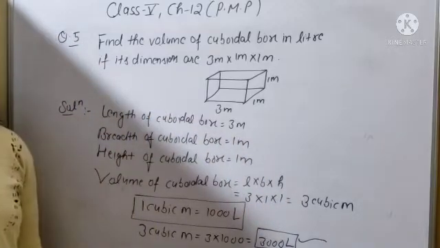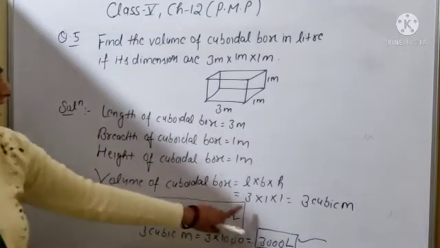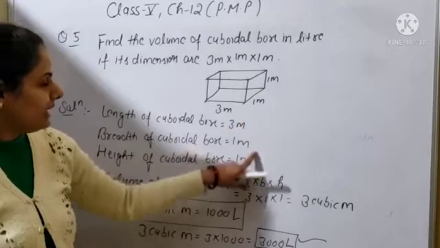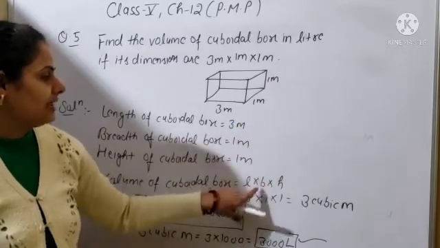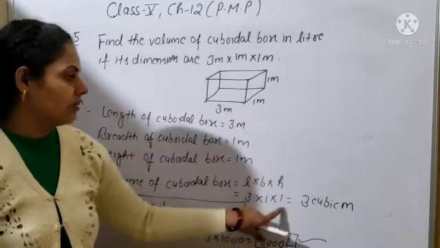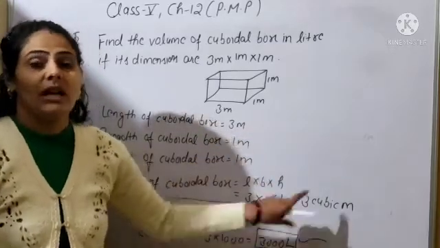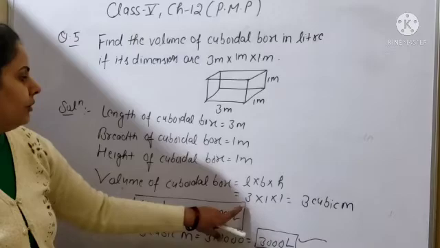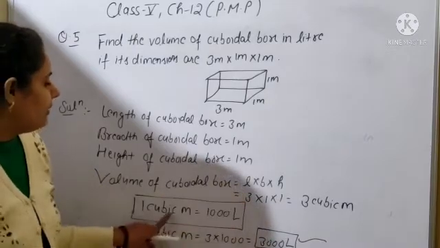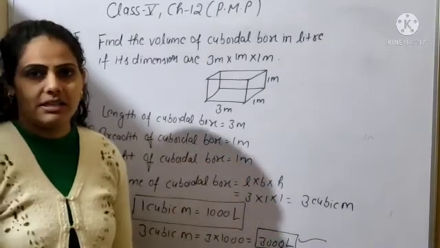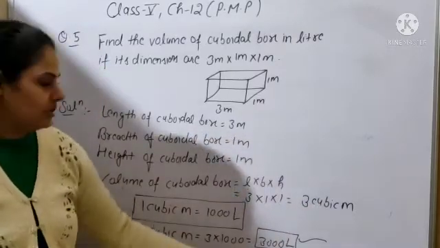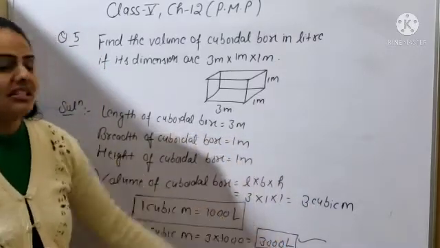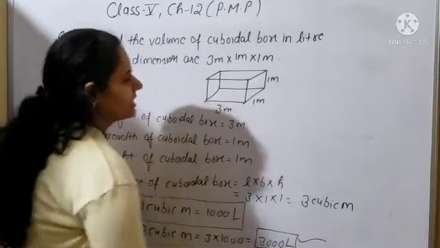Okay, because you have to find out the volume of the cuboidal box in liter, and here all the dimensions are given in meter. So you will multiply length into breadth into height, 3 into 1 into 1. It will be 3 cubic meter. But you will find out the volume in liter. You know very well, 1 cubic meter is equal to 1000 liter. So 3 cubic meter will be equal to 3 into 1000. It will be 3000 liter. So this is the volume of the cuboidal box in liter.